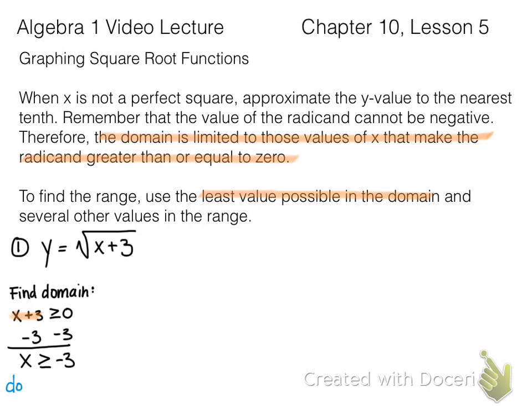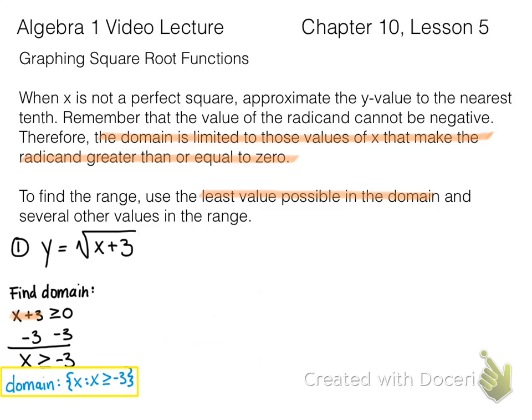So we're going to subtract 3 on both sides, and we're going to figure out that the domain is x greater than or equal to -3. And that's how you write your answer. So make sure that you're writing it correctly in that yellow box right there. All right, so now that we know the domain, we can figure out which possible values we can put in for the range. So I'm going to go ahead and make a table.